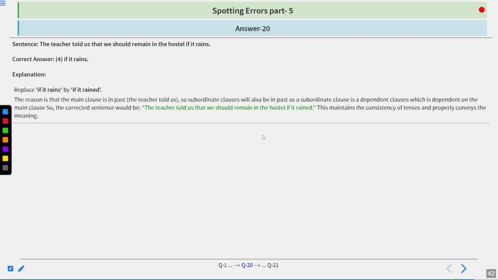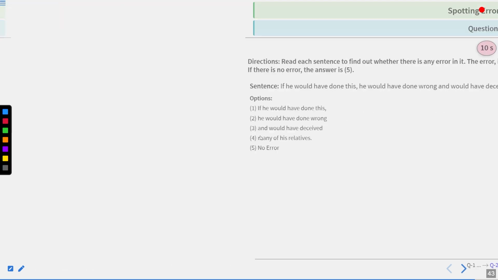The reason is that the main clause is in the past, the teacher told us, so the subordinate clause will also be in the past, as a subordinate clause is a dependent clause, which is dependent on the main clause. So the correct sentence would be: the teacher told us that we should remain in the hostel if it rained. This maintains the consistency of tenses and properly conveys the meaning. I hope you've understood. Let's move to the next question.